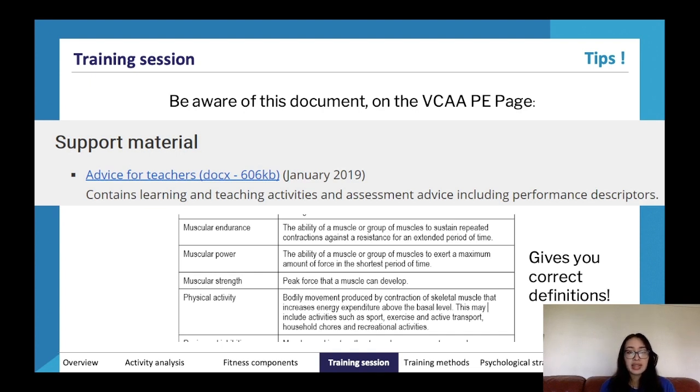What it has is a list of these terms and then the VCA approved definitions. So you can see here it says muscular endurance is the ability of a muscle or group of muscles to sustain repeated contractions against a resistance for an extended period of time, which is very wordy, but this is exactly what VCA have written. The stuff I've got here should be fine as well, but if you want to be completely by the book, like the VCA approved definition, I recommend going here, copying and pasting these into a flashcard generator and just printing them out.